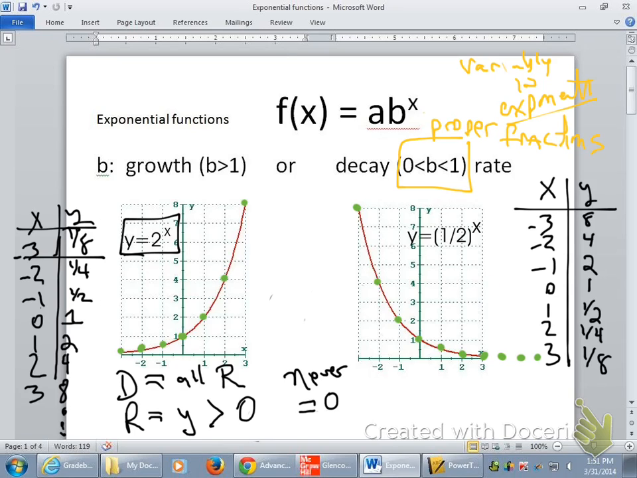Let's look at the second one, talk about domain and range. What about the domain and range here? Domain, once again, is all real numbers. And the range on this one is everything greater than 0, but it's still never going to be equal, is it? Okay? I'm going to tell you a math joke.